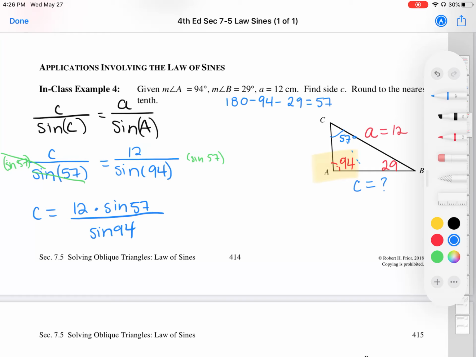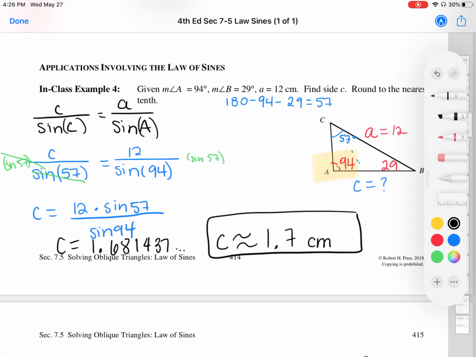And now we just use our calculator to find our answer. All right, I'm going to punch it out. So I first do sine of 57 equals, times 12 equals, divided by sine of 94 equals 1.68. So C is equal to 1.681437, it continues on. You can round and say that C is about 1.7, and we're using centimeters as our unit.